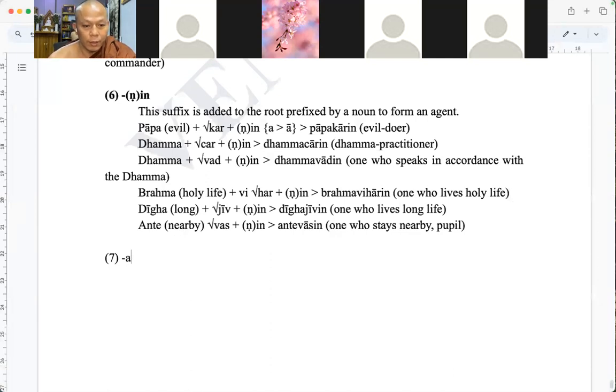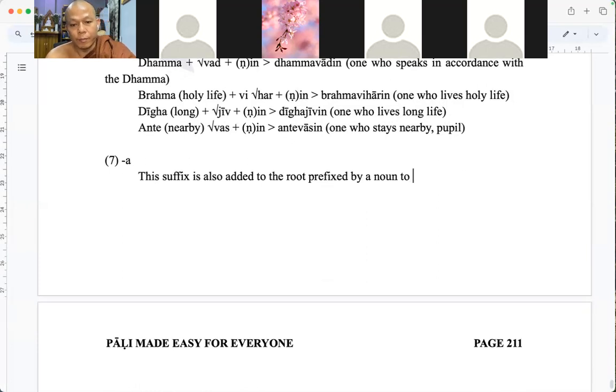These are also the same, to refer to the agent. It is also added to the root to form an agent. Okay.